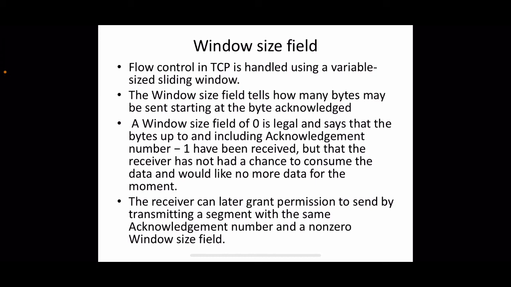Later, after processing all this data, the receiver can inform the sender, yes, now I am free, you can send the data. How will it inform? The receiver later grants permission to send by transmitting a segment with the same acknowledgement number, meaning, now I am expecting this data byte, and a non-zero window size field. It will change the window size field into some non-zero value, which means that you can send data.